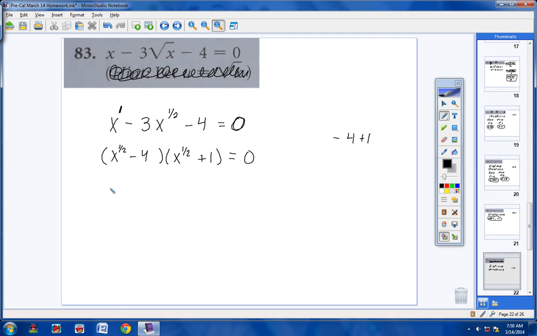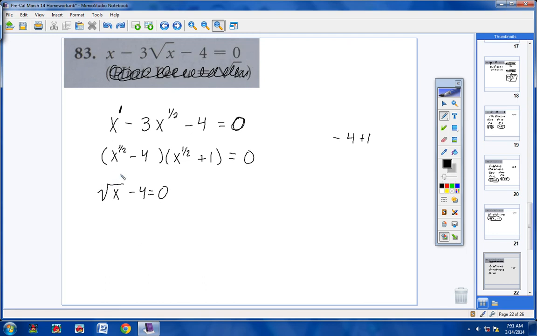Now here's where it gets a little confusing, and you'll be okay. x to the 1/2 minus 4 is really the same thing as the square root of x minus 4 equals 0, right? I just showed that to you earlier. The square root of x is the same thing as x to the 1/2. Well, Mr. Earhart, why didn't you just leave it square root of x? Because I wanted to show you this power has to be twice as big as this power in order for you to factor this trinomial in the way that we factor.